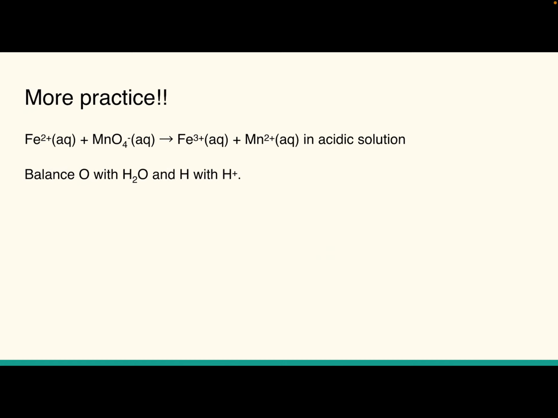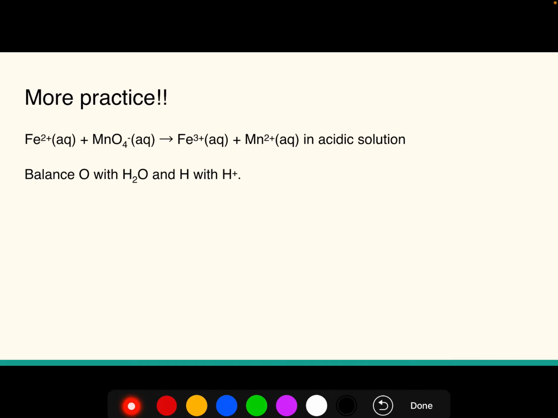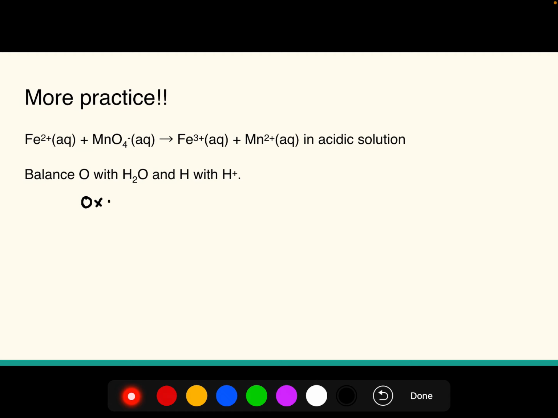On this one, we have to go a little bit further, and it becomes more important that it's in acidic solution. The iron goes from 2 to 3, so it lost electrons. So the oxidation part is iron 2+ going to iron 3+. Balance everything that's not hydrogen and oxygen, and then I just need to add 1 electron over here to make that work. For the reduction half, we have MnO4- going to Mn2+.